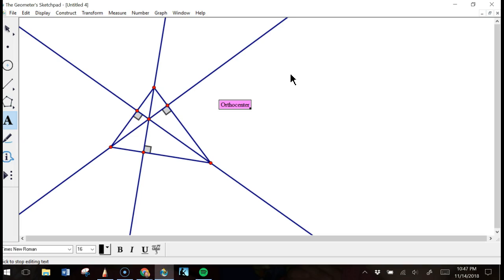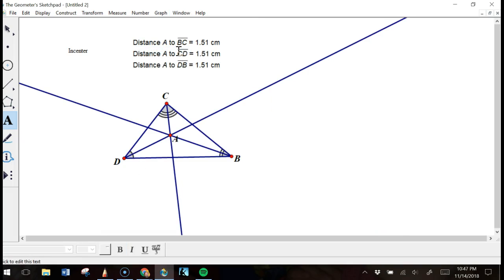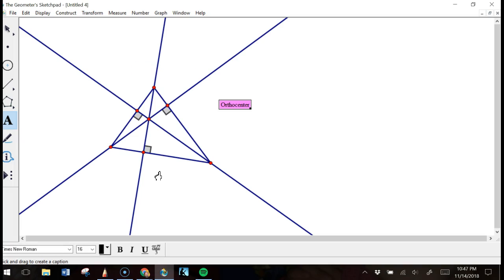Okay, so four centers of a triangle. The circumcenter from perpendicular bisectors, the incenter from angle bisectors, the centroid from medians, and the orthocenter from altitudes.